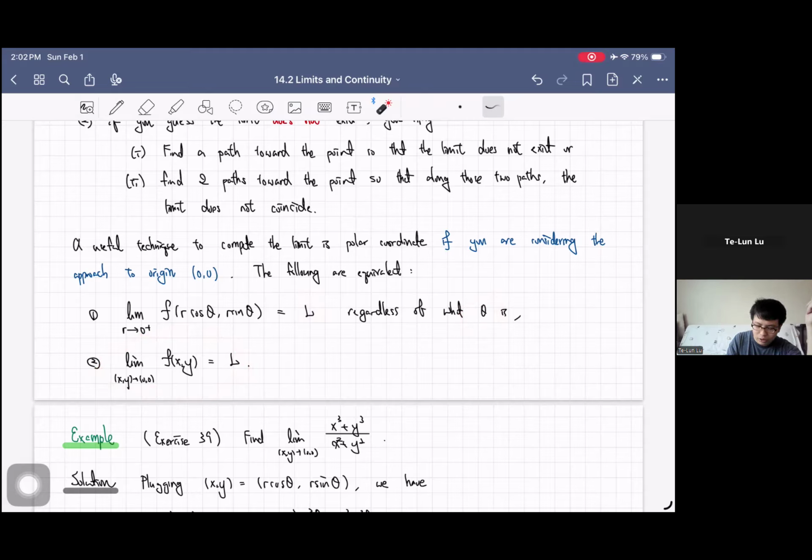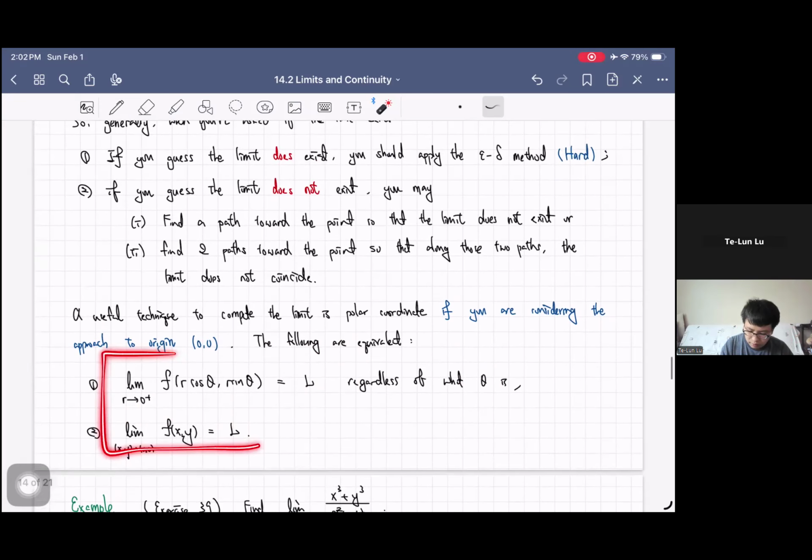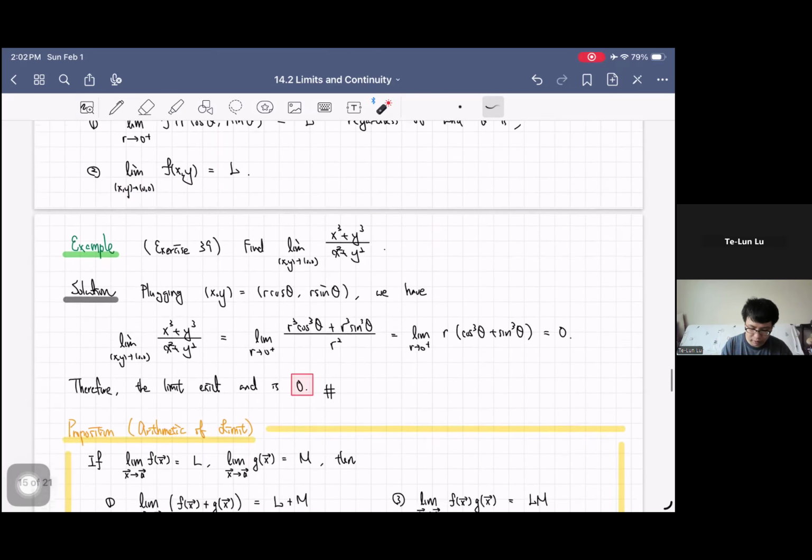So this will be a good way to evaluate limits at the origin, to translate everything into polar coordinates. Oh, by the way, if you are not familiar with polar coordinates, please let me know. I would assume that you should know that because you should have covered that in calculus 1 or calculus 2. But if you need another separate lecture on that, I can do that. So please let me know. Those are the facts that we want to utilize. Let me present an example here.